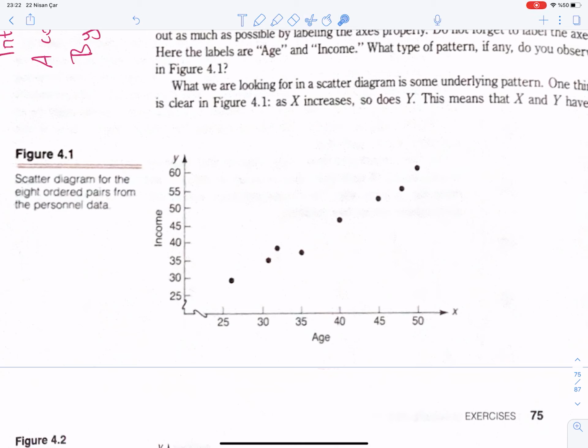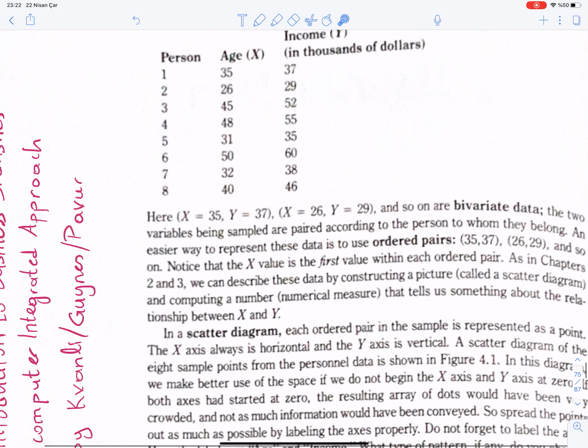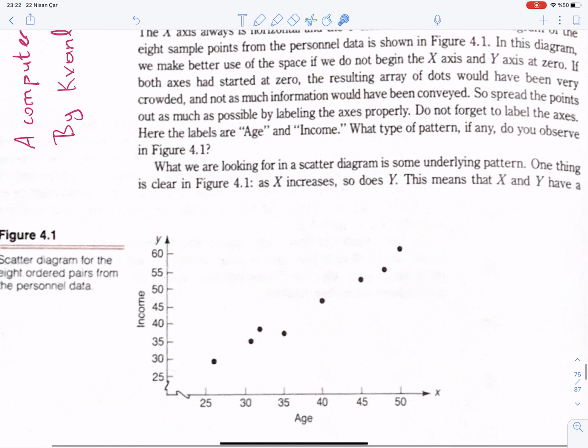So this is the income Y, and that's the age. And this one is like 31 something, and the income is 36 or 37. Let me see, 31. Yes, 31 is here. The fifth person has an age of 31, and the income is 35. And this one is the person whose age is 50, and remember that he's earning $60,000 a year. That's how you draw this scatter plot.